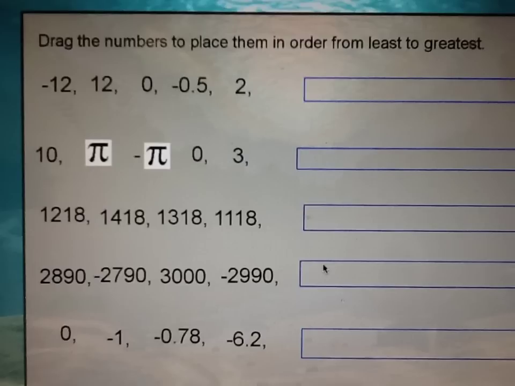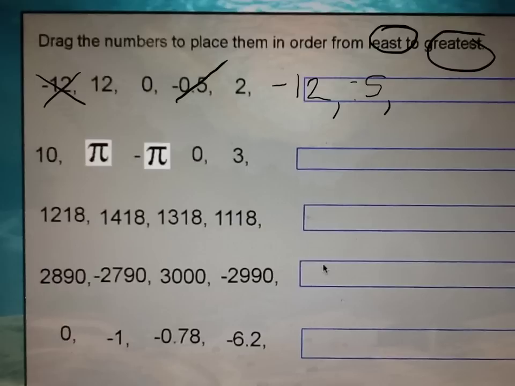All right, putting the numbers in order from least to greatest. So let's find our furthest to the left on the number line. So we're looking for any negative and the biggest negative we can find. So starting on this first example, it would be -12, since it is the biggest negative number, followed up by -0.5. And then we would have 0, and we're getting bigger to 2 and 12.